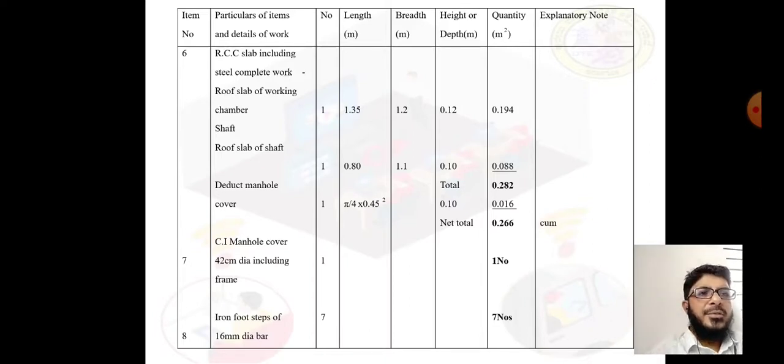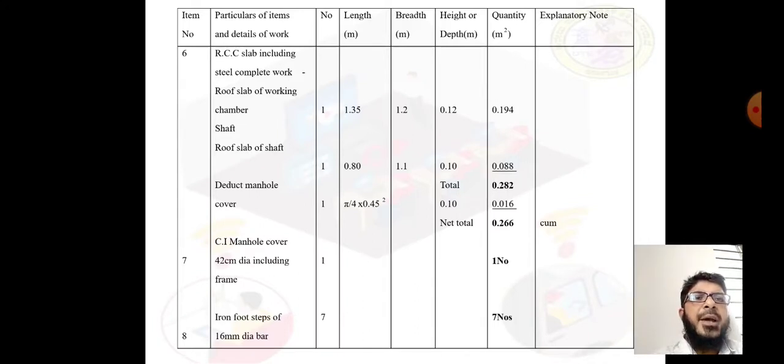So we know the size of the manhole cover as 45 centimeter. So deduction is that area of the manhole cover, means pi by 4 into 0.45 square. So 0.1 is the thickness of the slab. So total quantity of deduction is 0.016 and net quantity of RCC slab is 0.266 meter cube.